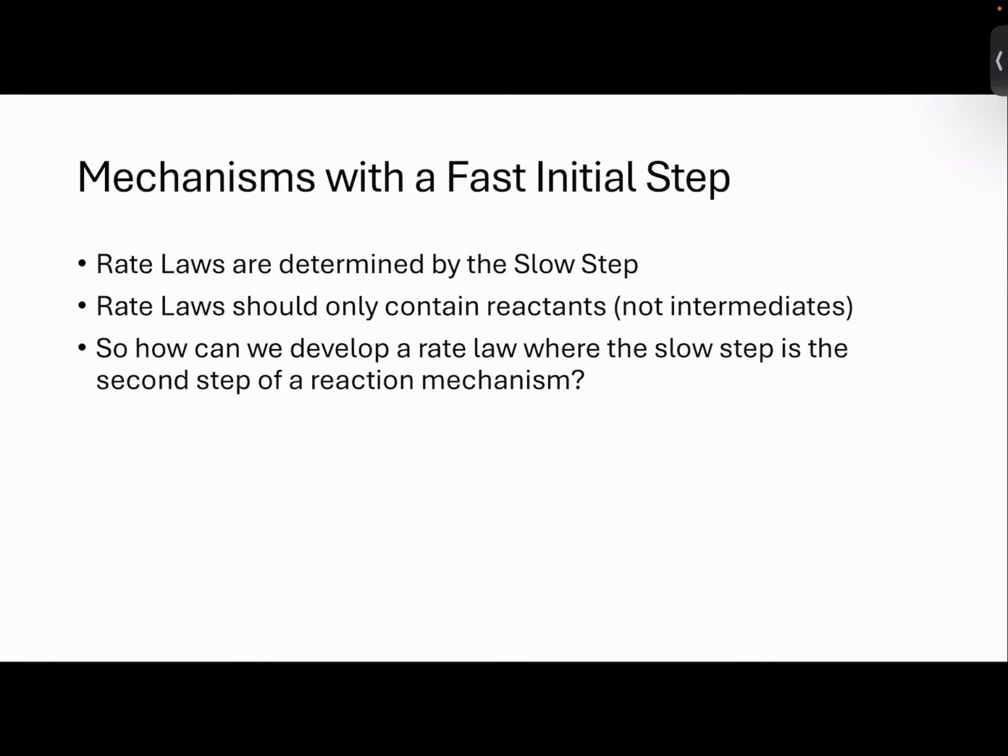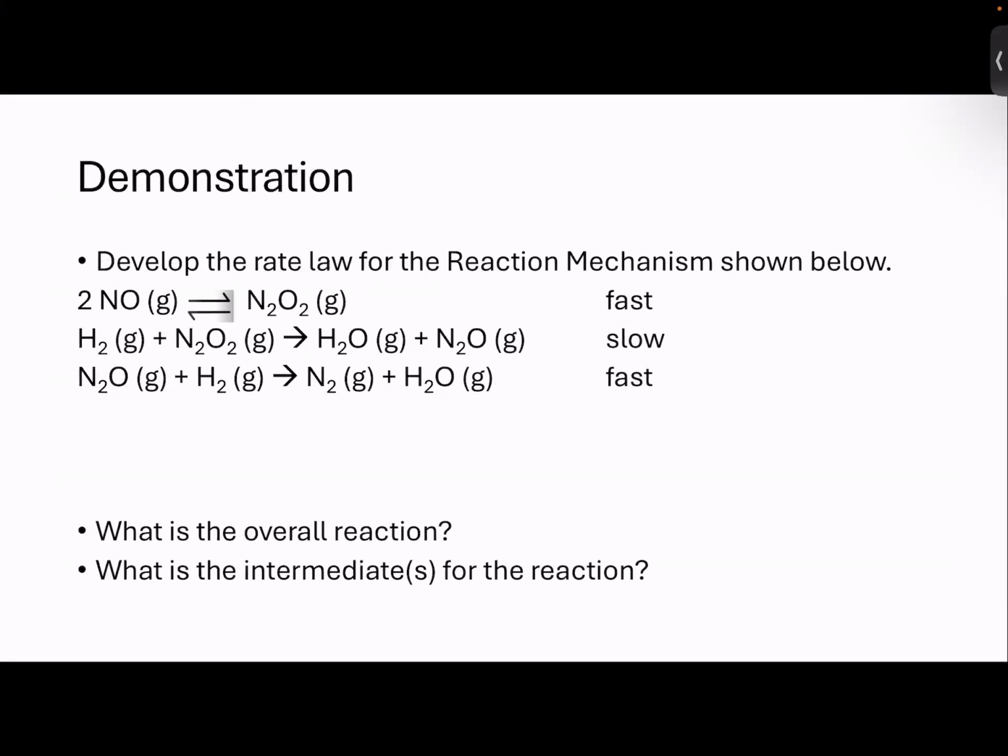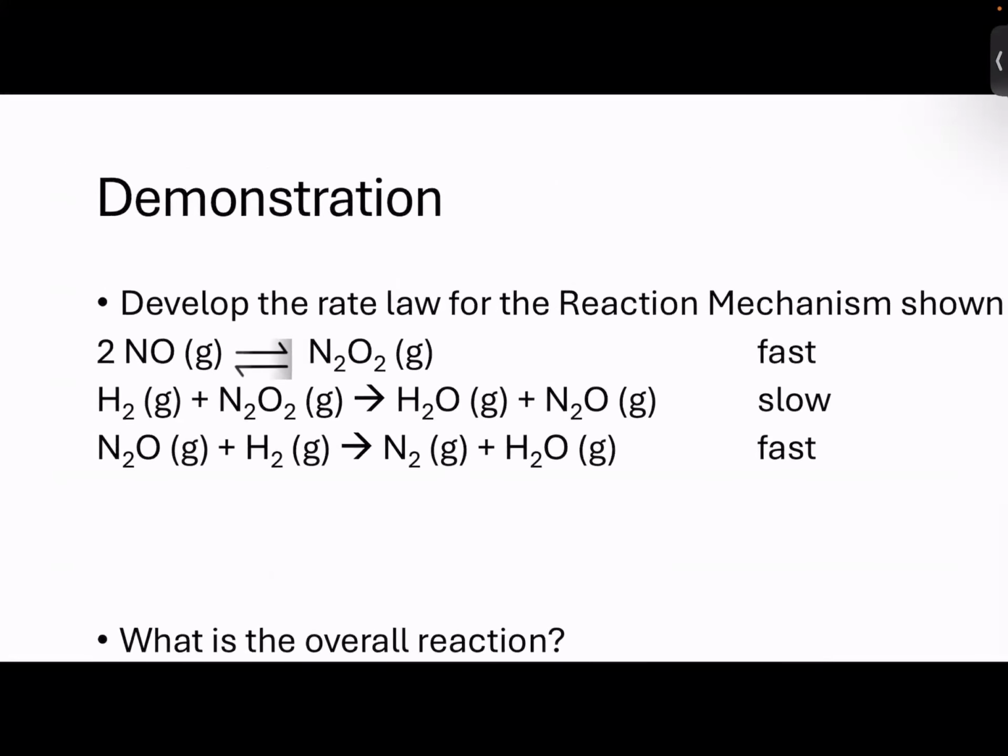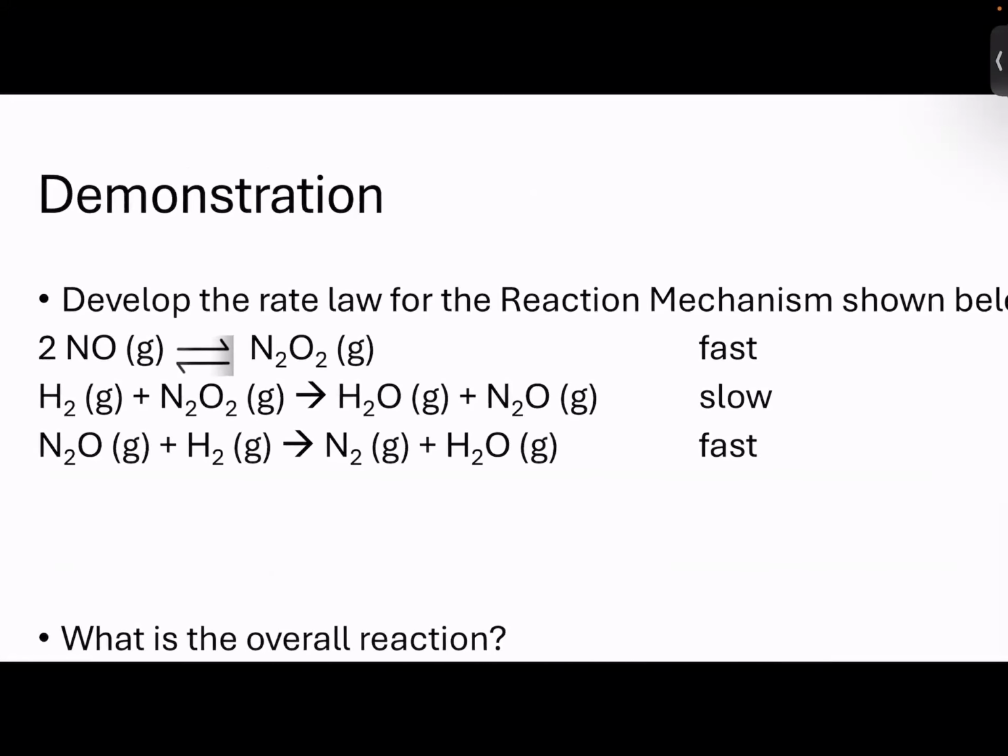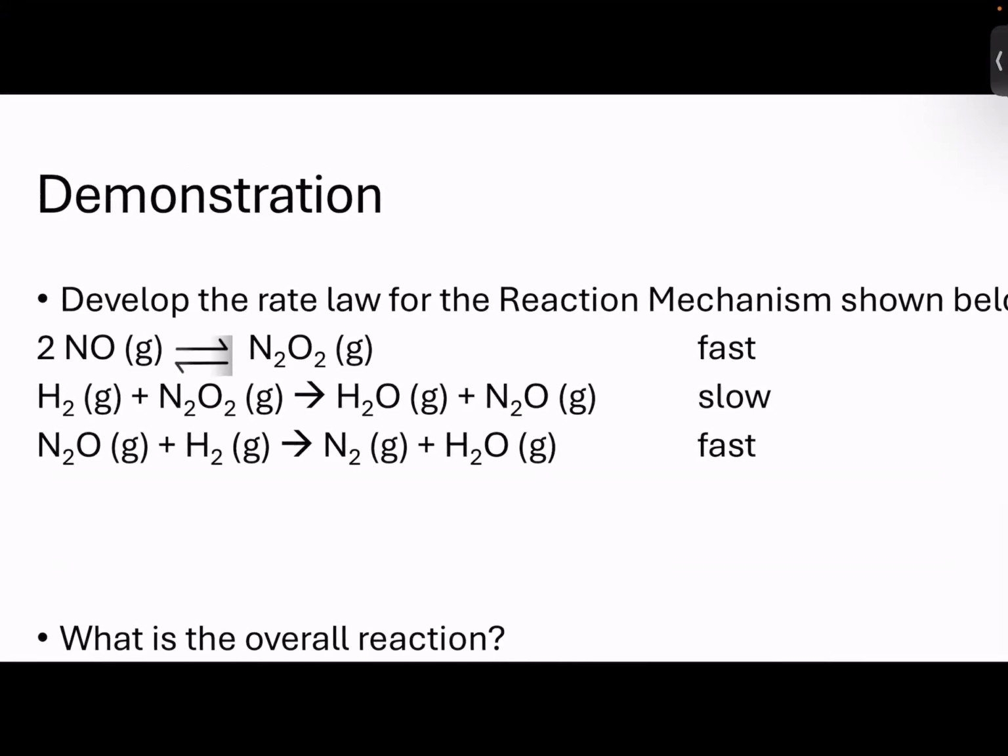So let's look at an example of how we go about it. Here you have two nitrogen monoxides reacting to form dinitrogen dioxide. This occurs in a fast step, meaning that the forward reaction and the reverse reaction are going at the same speed. So you have a forward reaction and a reverse reaction.